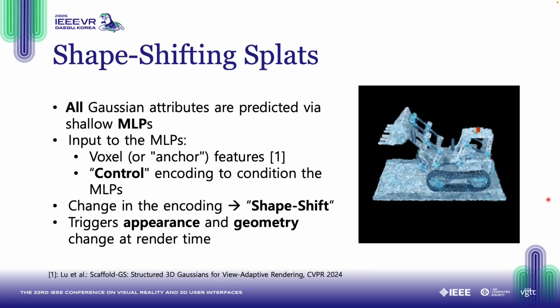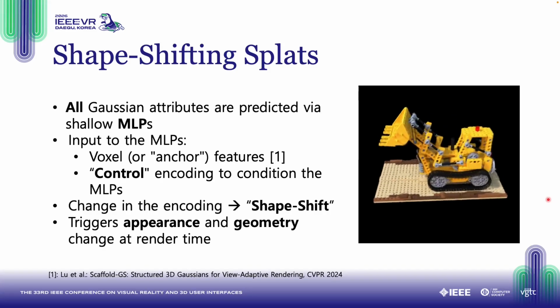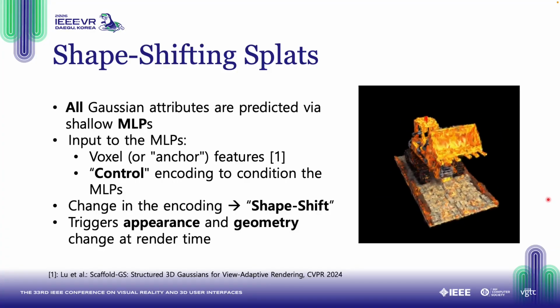To mitigate this problem, we introduce Shape-Shifting Splats. Our approach extends Scaffold-GS and allows all Gaussian attributes such as color, opacity, scale, rotation, and so on to be predicted by separate MLPs. As input to these fully connected shallow MLPs, we use voxel or anchor features and append a so-called control encoding to them. In the training, they condition the MLPs such that changing them triggers a shapeshift and changes the appearance and geometry of the predicted Gaussians. In the video, you can see the interpolation between the previously shown Lego scene and 2 stylized versions, all within one model.